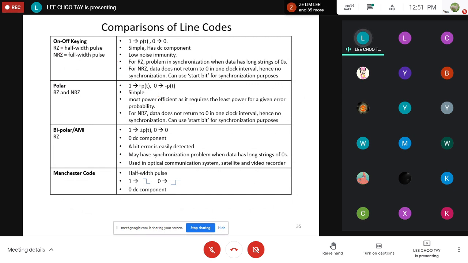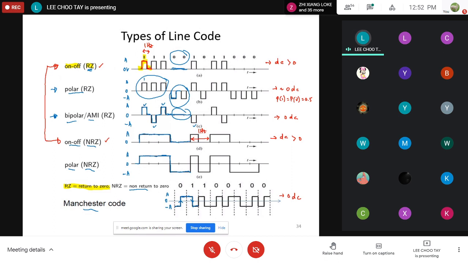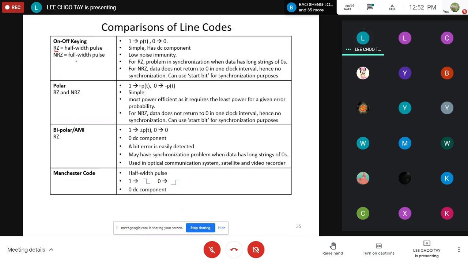All right, so return to zero. As you can see, return to zero line code normally has a half wave pulse. We call it half wave pulse because this pulse only lasts for half the duration of the bit. And then the non-return to zero line code, normally I call it full width pulse. So this is a pulse that lasts for the entire duration of the bit.